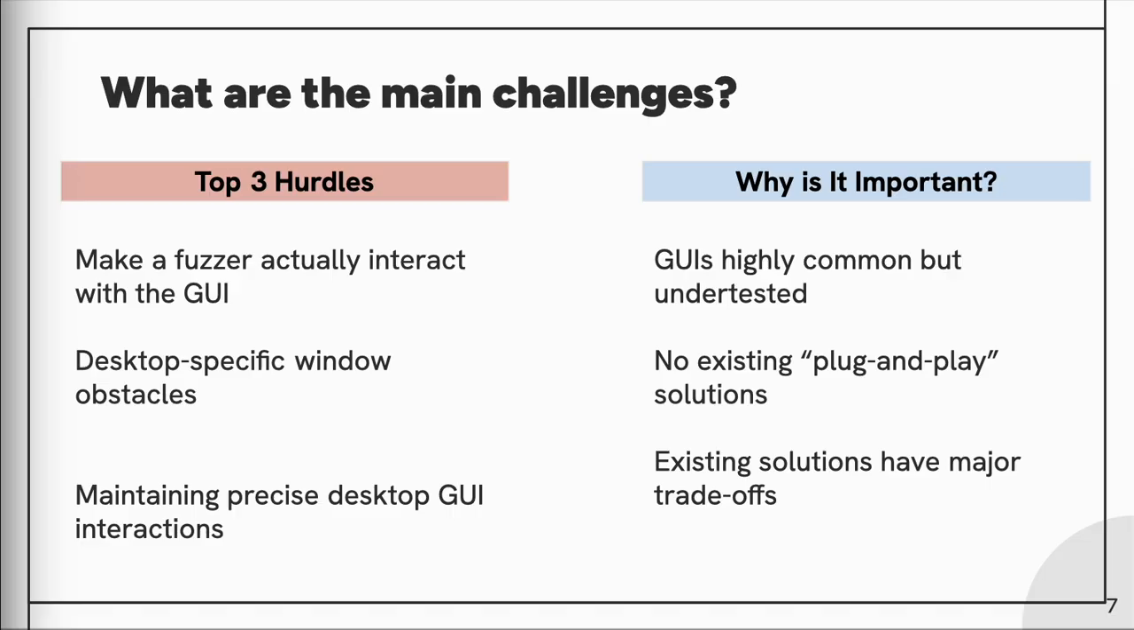So GUIFUZZ attempts to solve this issue of virtually non-existent functional GUI fuzzers for Linux desktop applications. To tackle this problem, the paper has to overcome 3 major hurdles. So the first major challenge is making a desktop fuzzer that actually interacts with the GUI itself. And this is intended to extend from existing fuzzers with the lowest modifications necessary. And this is especially important for actually having adoption by the wider community.